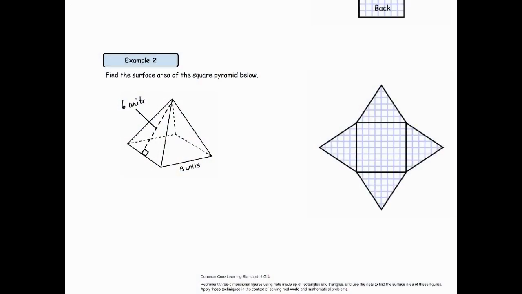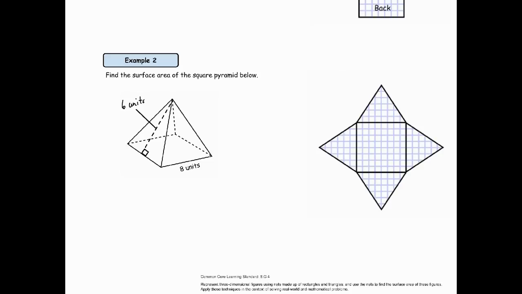Example number 2: find the surface area of the square pyramid below. First off, a square pyramid is a three-dimensional shape that has a square as the base, as you can see right here, and it has 4 congruent triangles. This shape to our right is the net of the square pyramid to our left.